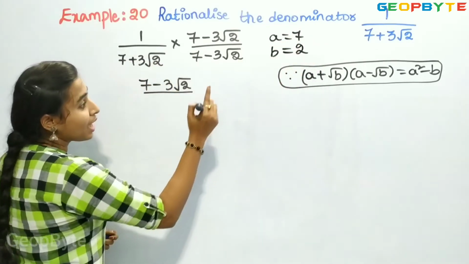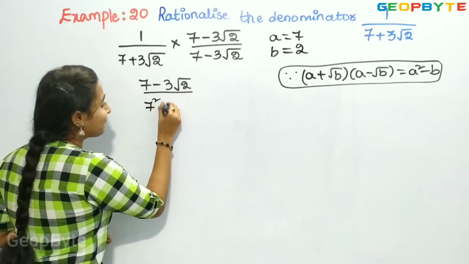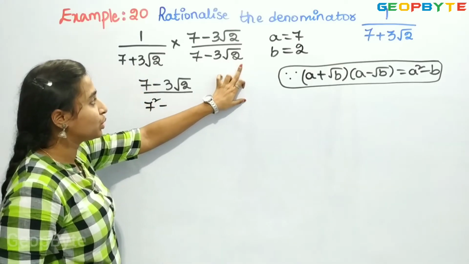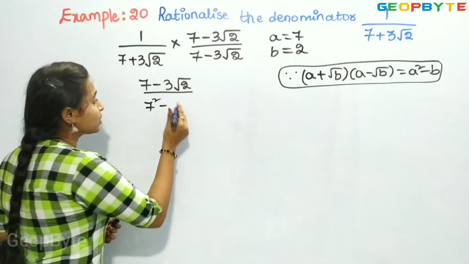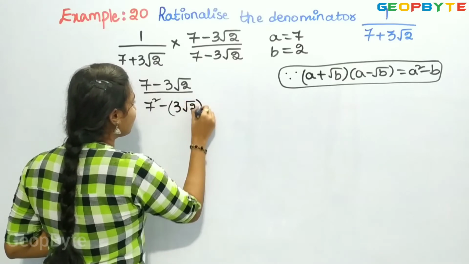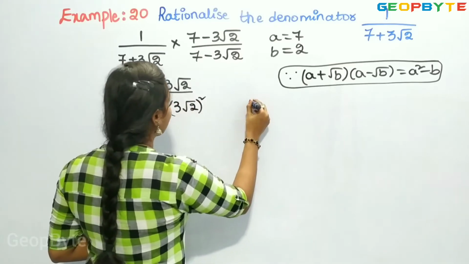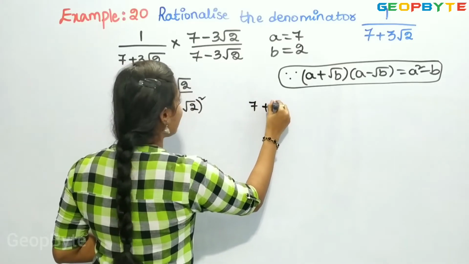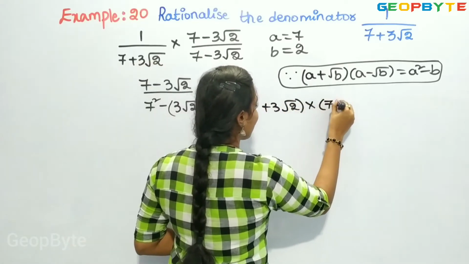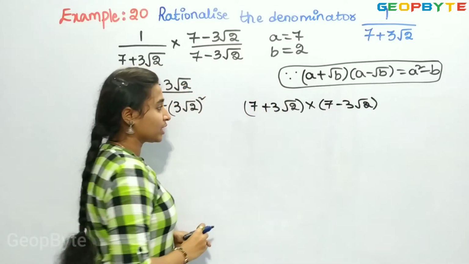Now if you see, A square minus B means 7 square minus, see, in the place of B we have root 2 and also 3. So we should write 3 root 2 whole square first. Right? So wait, this can be clearly explained by 7 plus 3 root 2 into 7 minus 3 root 2. Right, now let us solve.